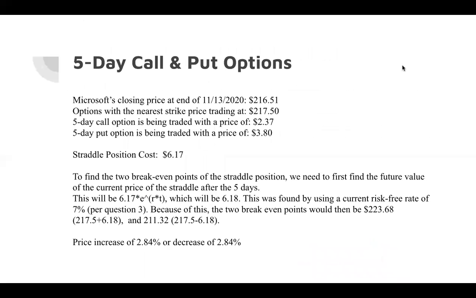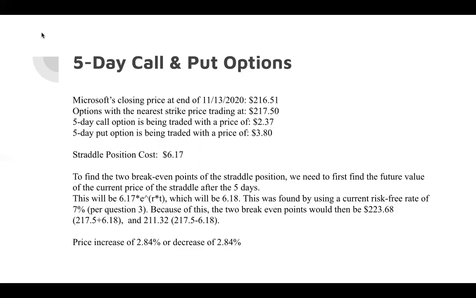So in creating our straddle position, we need to get both a call and a put option at the same strike price. Now, Microsoft's closing price at the end of 11/13 was $216.51. The options that were trading most near that were trading at the price of $217.50. So a 5-day call option at this point was $2.37, with a 5-day put option being $3.80. This brings our total straddle position cost to $6.17.